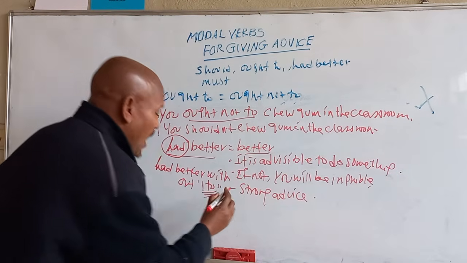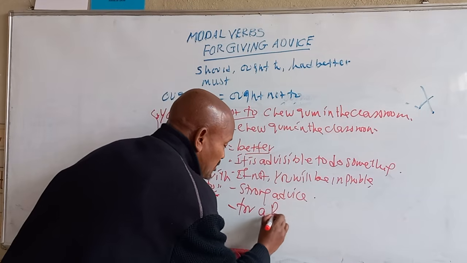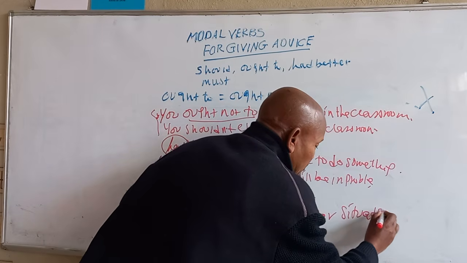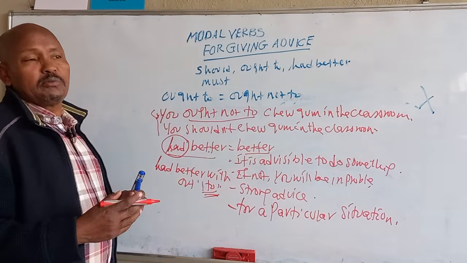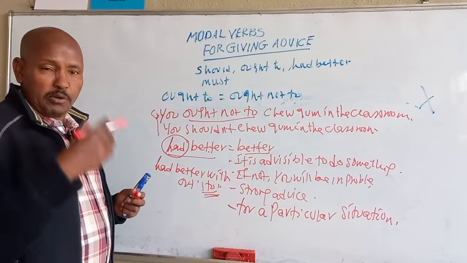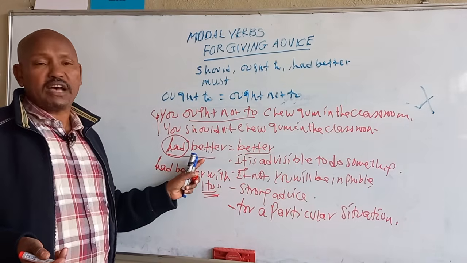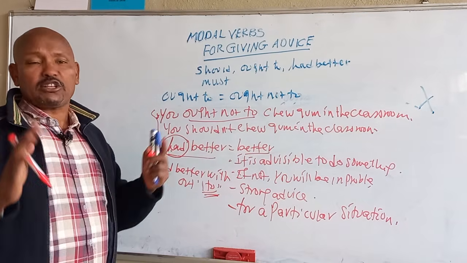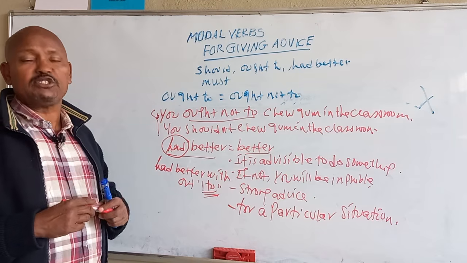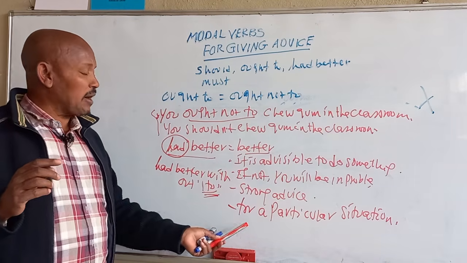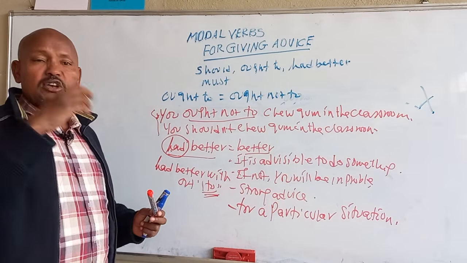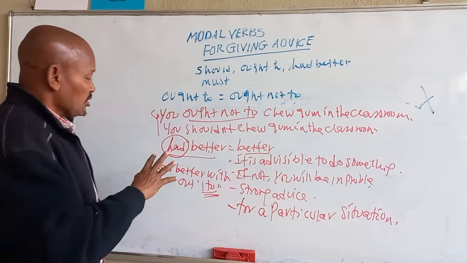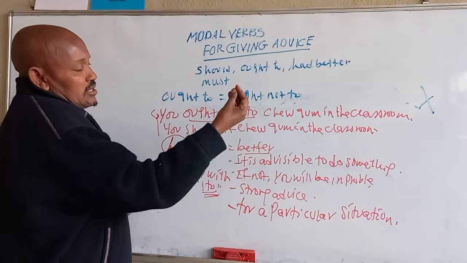We use had better for a particular situation, meaning that if the problem is to be removed, we have to change using this had better. But ought to and should, we use for general situations. They are important for giving advice in a general context, but had better is for a particular context. So this is the difference between should, ought to, and had better, all right?